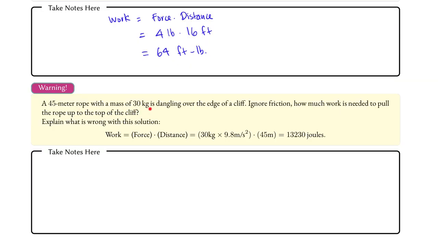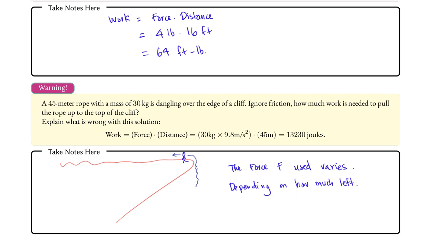A 45-meter rope with a mass of 30 kilograms needs to be pulled up. The work is the force times the distance, 30 times 9.8. So what's wrong with this solution? The force required to pull the entire rope is not the same as the force used to pull a part of the rope. And so the force used varies depending on how much is left.